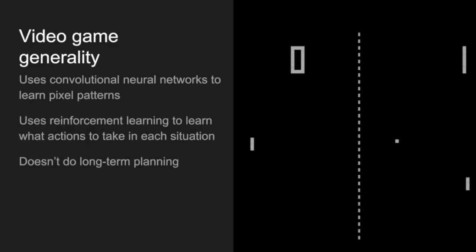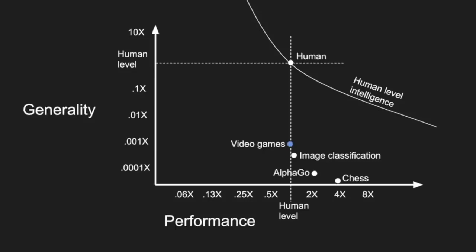And in fact, the game that it did the poorest on, a game called Montezuma's Revenge, required much more extensive planning, going to one location and grabbing an object so you could go to another location and open a door, and the computer just was not able to make those connections. So we'll add video games to our plot here. Again, more general than image classification. There's more going on. The task is broader, and performance is about human level.